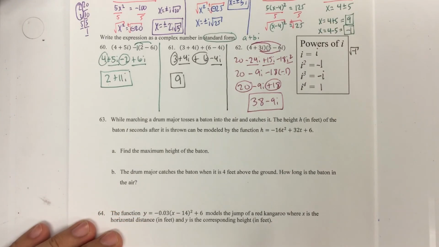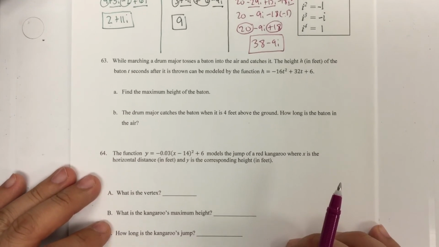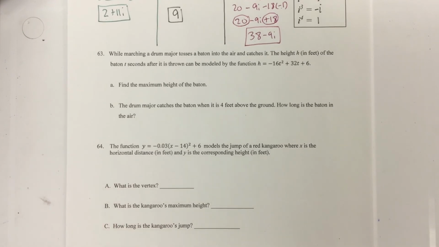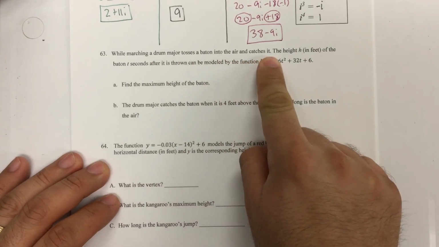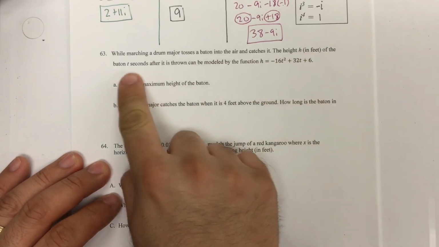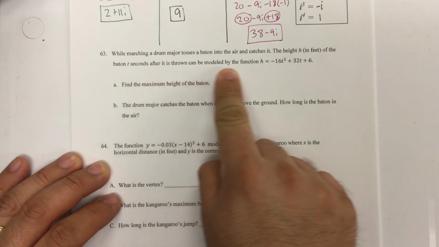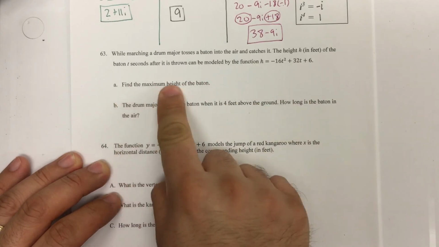All right, so we're down to the last two problems, and these are your word problems here. So it says, while marching, a drum major tosses a baton into the air and catches it. The height, h, in feet of the baton t seconds after it is thrown can be modeled by this function here. Find the maximum height of the baton.